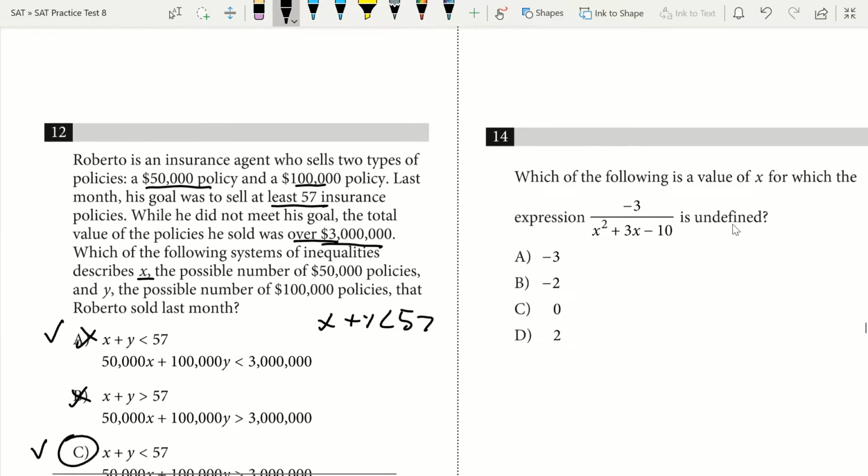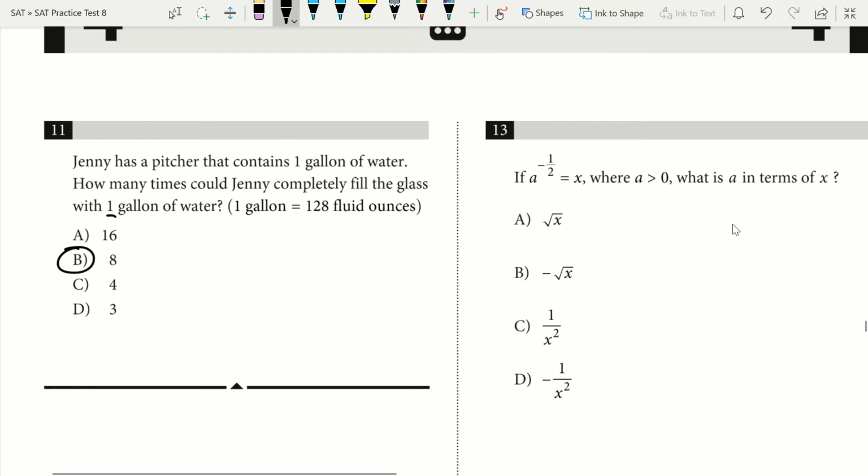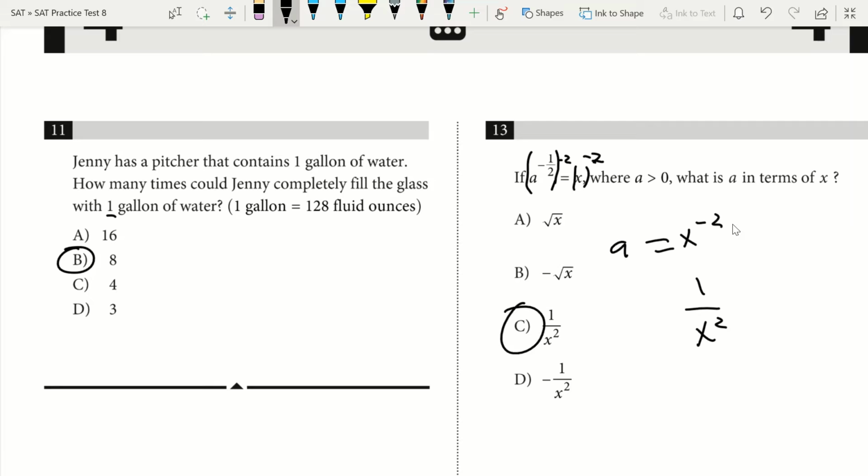Question 13. If A to the power of negative 1/2 equals X where A is greater than 0, what is A in terms of X? All right, well, what we can do here is we can raise each side of our equation to the power of negative 2. Because when we do that, we have A to the power of negative 1/2 times negative 2. So we're multiplying our negative half by that negative 2 because we raised this entire side to the power of negative 2. So negative 1/2 times negative 2 will give me 2 over 2, which is 1. So that's just A. And then A will equal X to the negative 2. X to the negative 2 is equal to 1 over X squared. So my answer then will be answer choice C.